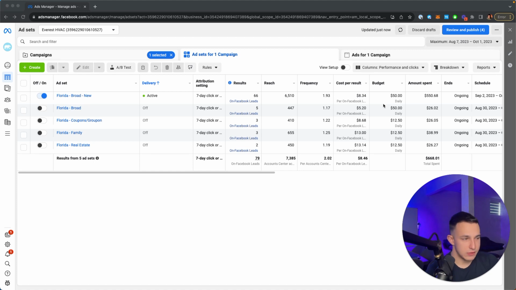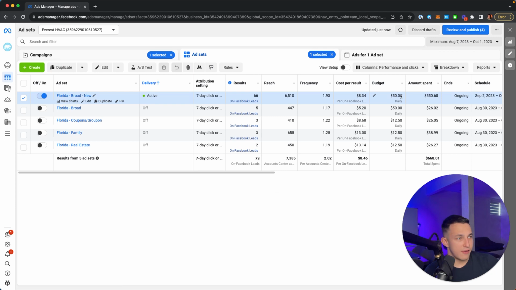Before doing that, we obviously just run a CBO. The CBO decides who has the best actual ad, right? So we don't have to do split budgets. We just tell Facebook, this is how much you can spend. You spend it on the best ad set, and then obviously the ad set that gets the most spend is the one that you are inevitably going to go with. But now, as you can see, Florida Broad New has 66 leads at $50 a day.